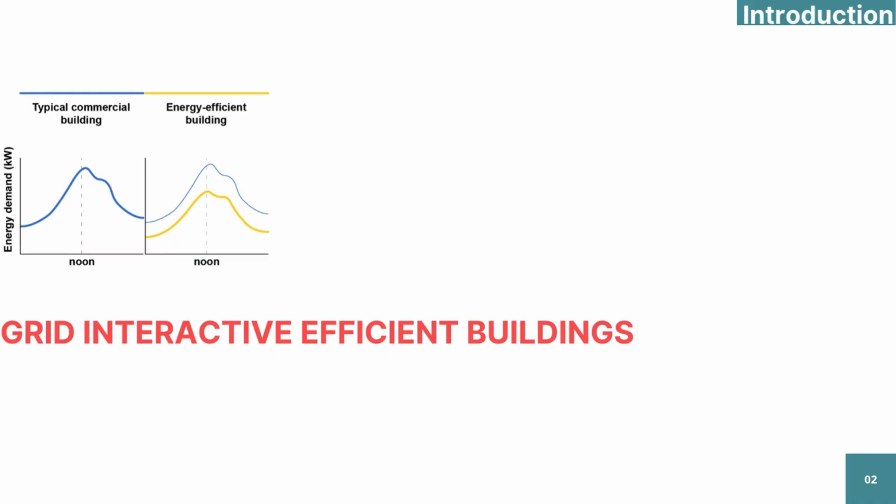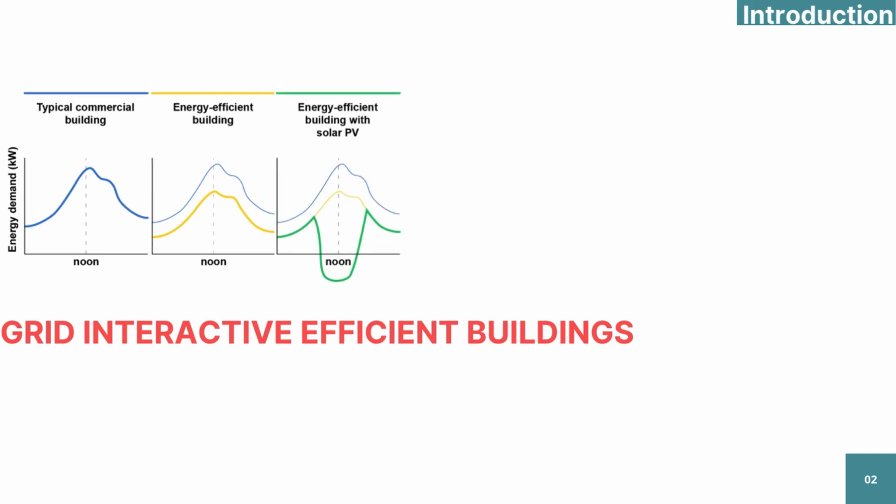By improving efficiency with better insulation, LEDs, and other measures, shown by the yellow line, the peak reduces, but the overall shape remains similar. Adding solar panels, shown by the green line, changes things further, sometimes dropping midday demand below zero and creating the duck curve with a steep evening spike.